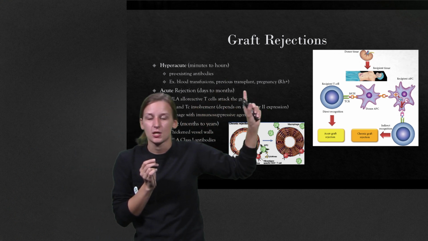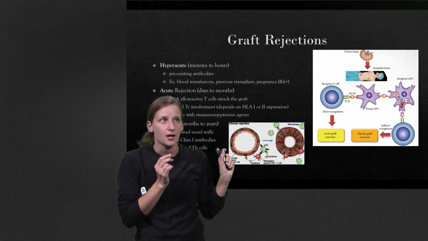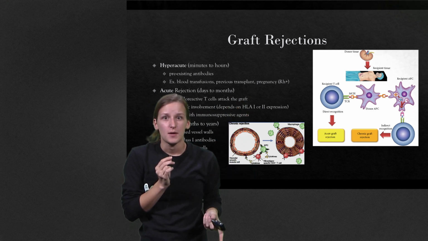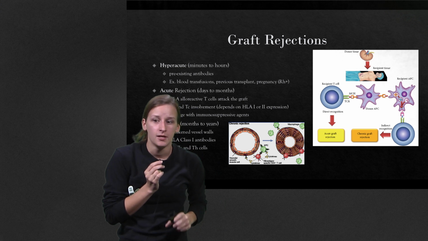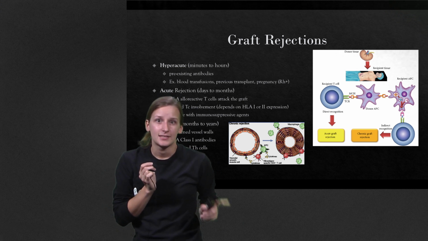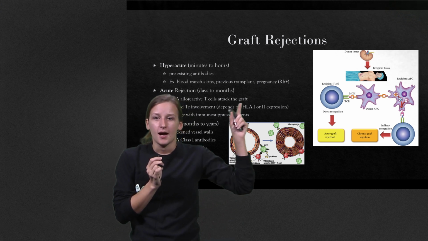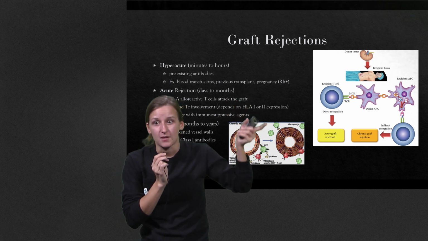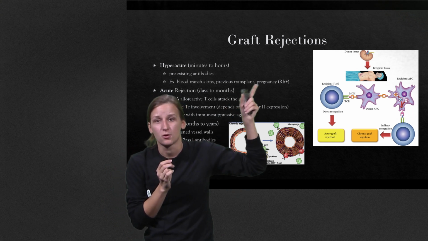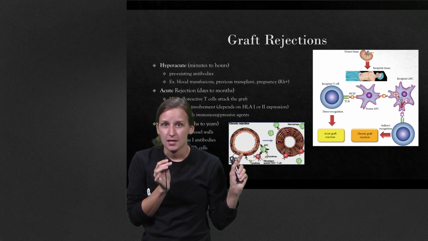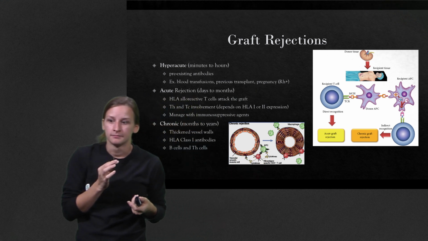And then pregnancy. Recall if a pregnant woman is Rh negative, but her first baby's Rh positive, there's not going to be a reaction. But if she decides to have another baby and that second baby is Rh positive, the mother's immune cells will try to attack the fetus. So that's where we use immunoglobulins to try to stop the mother's body from destroying the baby.